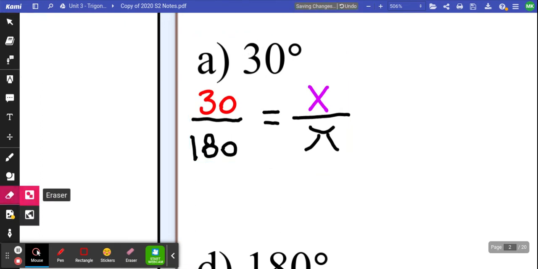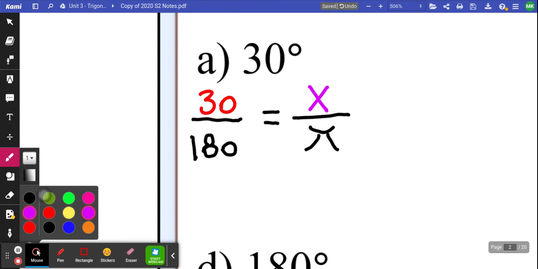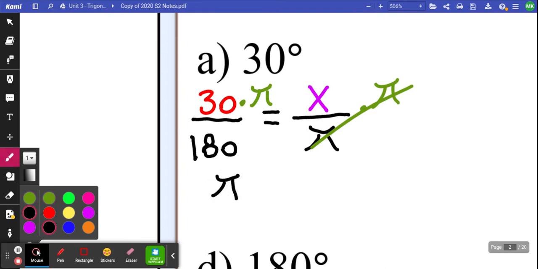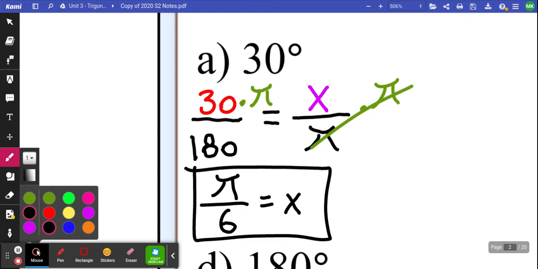You then have to solve that. You're going to multiply pi to the other side. The pi's will cancel out. You're also going to simplify 30 over 180. If you throw in your calculator 30 divided by 180 and then go math and then frac, you should get 1 over 6. So this becomes 1 pi over 6 equals x. The radian measurement is pi over 6. Visually, that means you took pi and you divided it into a sixth.